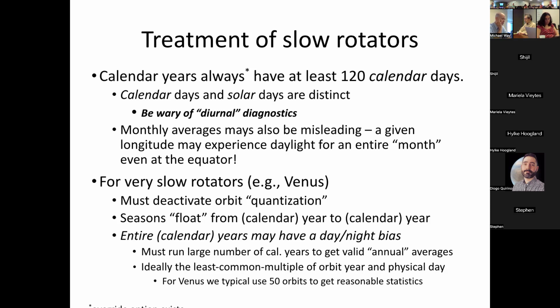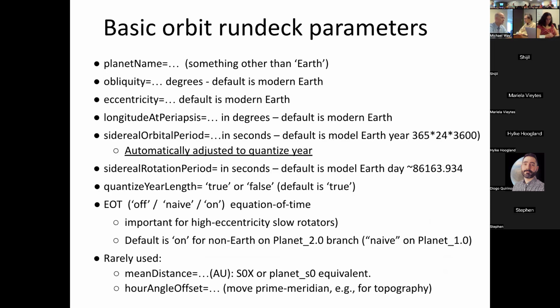And ideally, as we put here again, the least common multiple of orbit year and physical days. So for Venus-type simulations where we have a very slowly rotating planet, we use at least 50 orbits to get reasonable numbers in a case like that. But if you're confused about that, you just consult us and we'll give you some advice about how to do that.